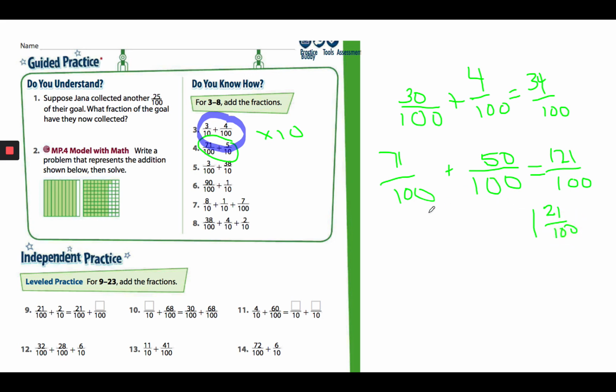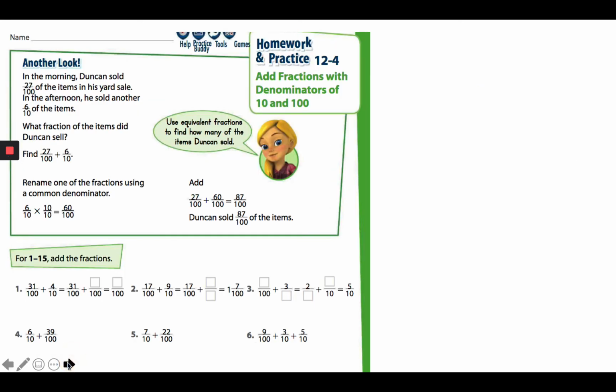Okay, so we could do that all the way down the line. So I'd like you to try some right now. Pause it and try. And if you're having problems, let me know. And so this is just a good way of practicing. And then let's go on to the next. And then here's some more. Again, it's just another look of how to make equivalent fractions.